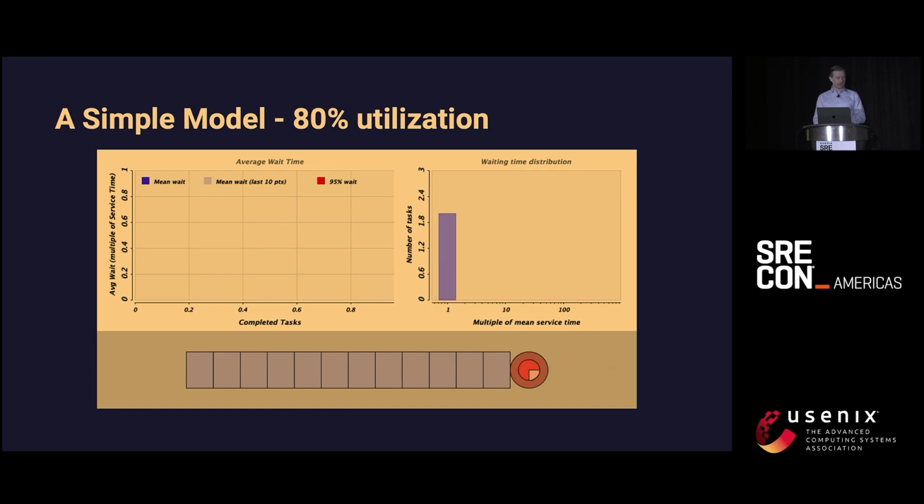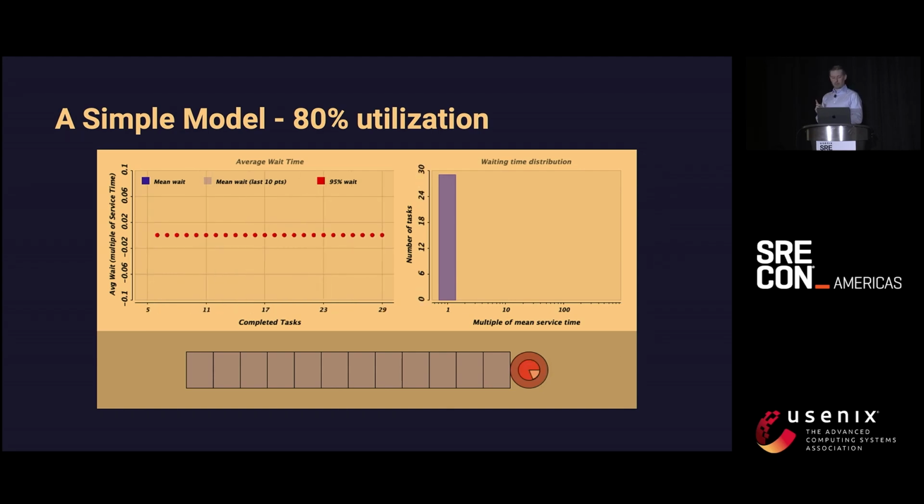So here's my little model of a queue. This is at 80% utilization, and this is with a constant arrival rate and constant service time. So every second a job comes in, and it takes 0.8 seconds to complete. You can see that there's no queuing because 0.8 seconds after a job shows up, the system's empty. 0.2 seconds later, a new job arrives and gets processed immediately.